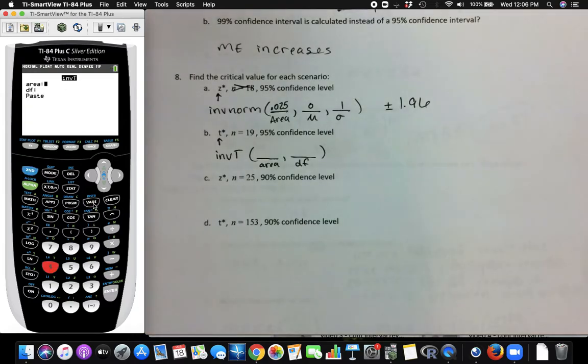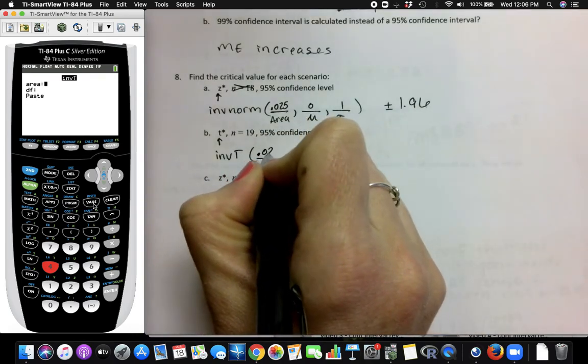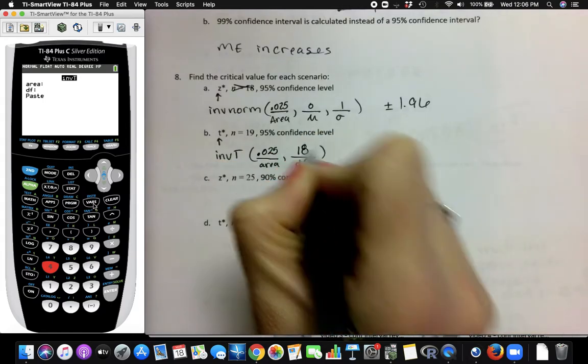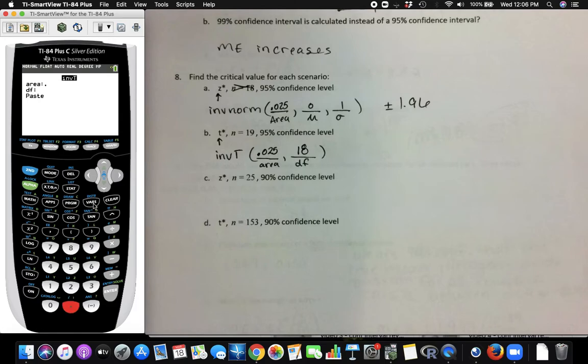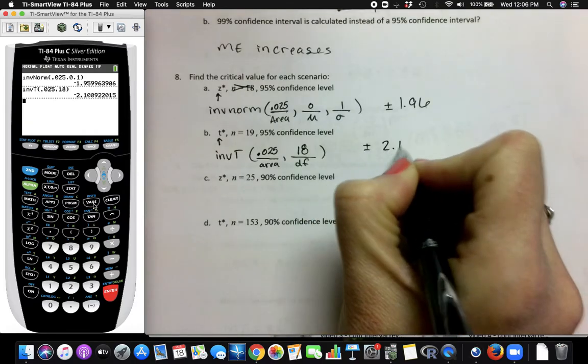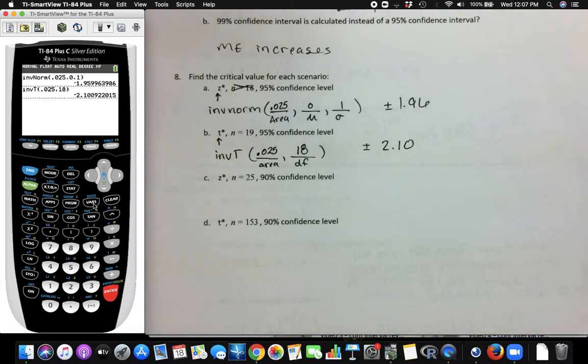Okay, inverse t, 95%, cut it in half, 2.5% left in each tail. Degrees of freedom is n minus 1, so that's 18. So, plus or minus 2.1. I'll just call it 2.10. So, I'll put the others on the answer key.